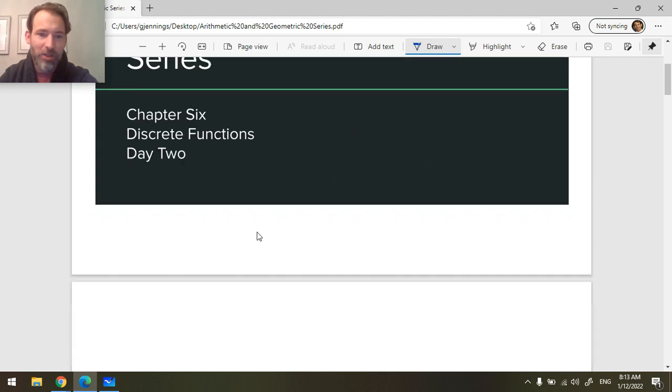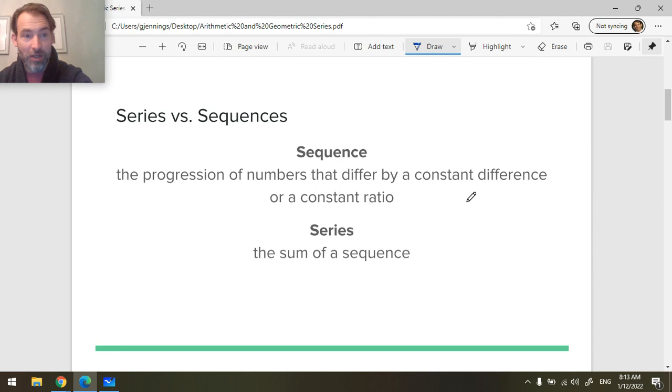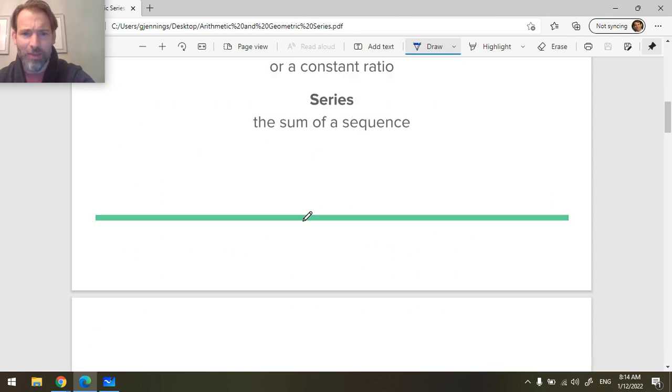So arithmetic and geometric series, what are they? Well, a sequence is what we studied yesterday. This is a progression of numbers that change by a constant difference or a constant ratio as they grow. And then a series is what happens when we add together all the terms of that sequence. Now, yesterday we were looking at sequences that didn't necessarily have an endpoint, but with series, of course, we need a definite endpoint unless they converge to zero, in which case some geometric series can be added together infinitely. We're not going to be looking at those.